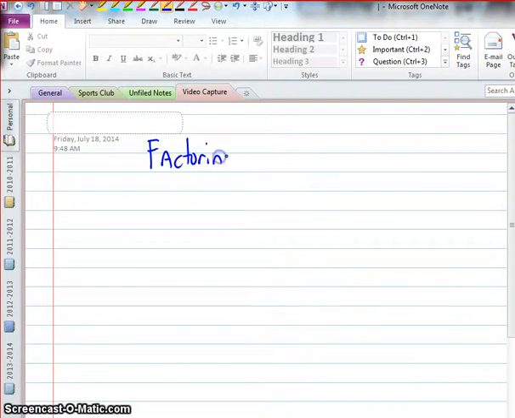Last lesson we learned how to factor. Today we're going to learn how to factor something called a perfect square trinomial. So we know how to factor trinomials. You can continue to factor these trinomials using the sum and product chart, but there's actually an easier way.